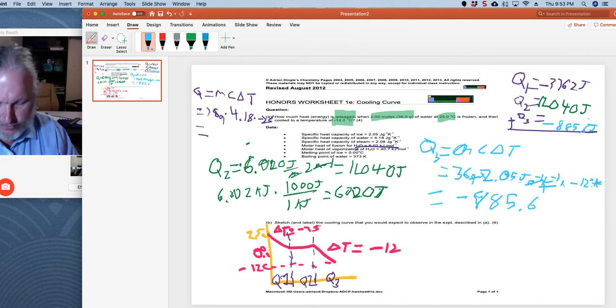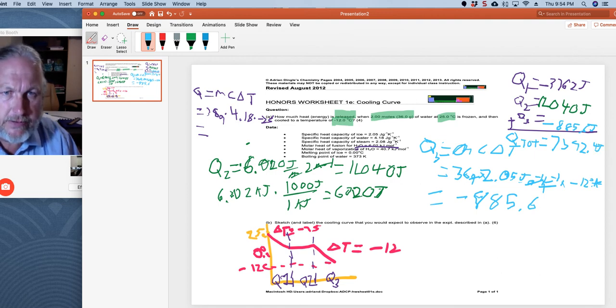Now all I've got to do is add all this stuff up. So I'm going to add 12,040 joules plus minus 3762 joules. And I get a grand total of the Q. There it is. The Q total. Q total equals positive 7,392.4 joules.